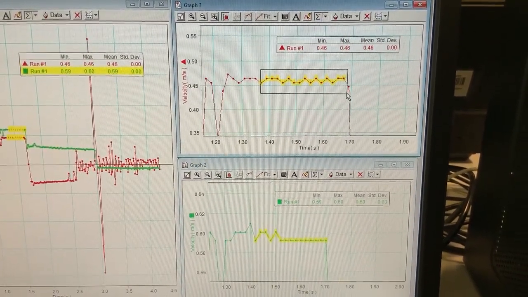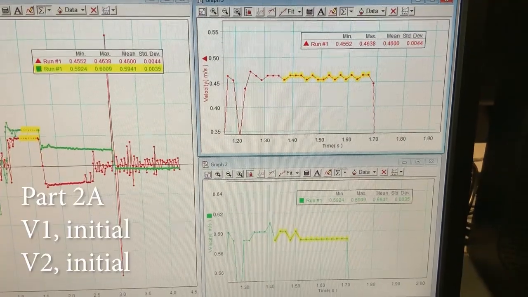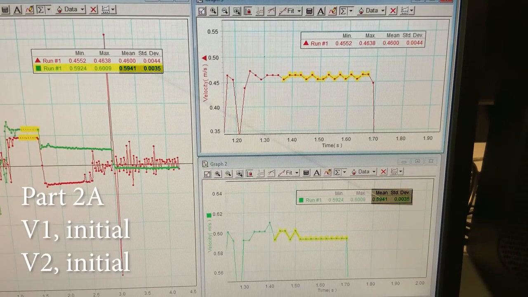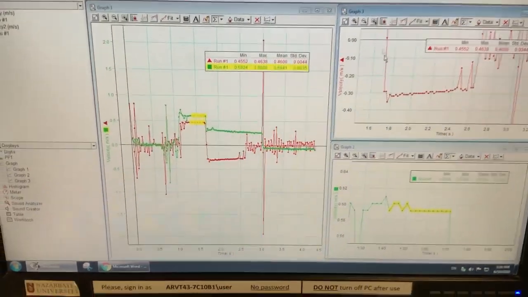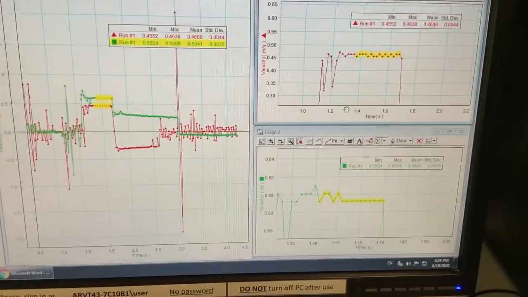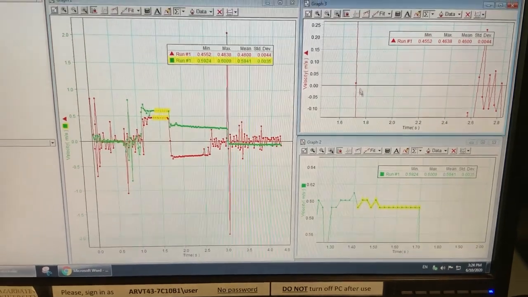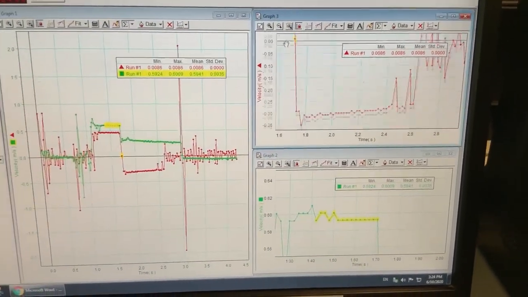It's hard to see the mean and standard deviation on the bottom right graph, but you can see the same values on the B graph on the left. We select such a region before and after the collision for each car's velocity graph. So we got V1 initial, V1 final, and V2 initial, V2 final.